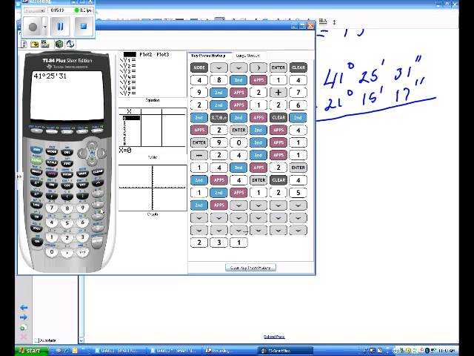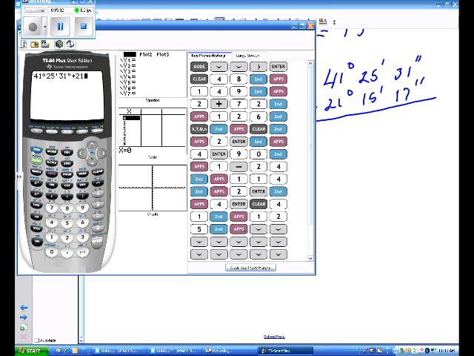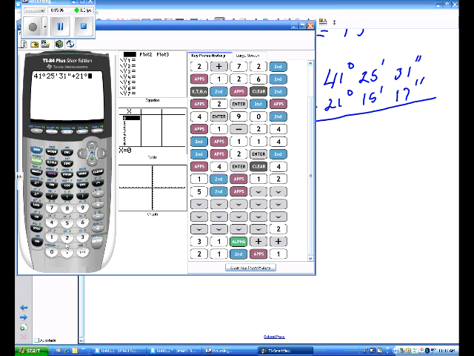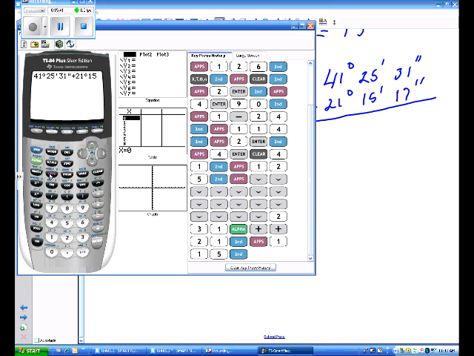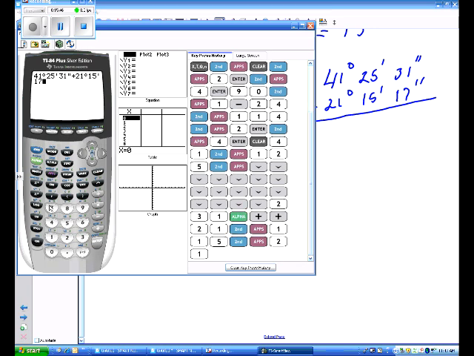So what we actually see is over here with our plus key, right above it in green is our seconds. It's our quotes. And so that's the one that we're going to use. Now since it's in green, we'll press our alpha button and then we have our seconds. Then plus 21 degrees, 15 minutes, and then 17 seconds.